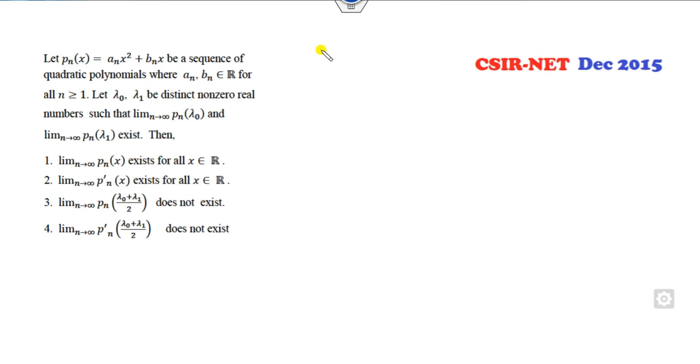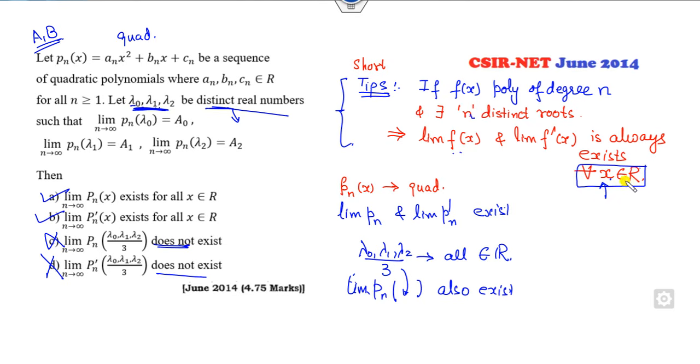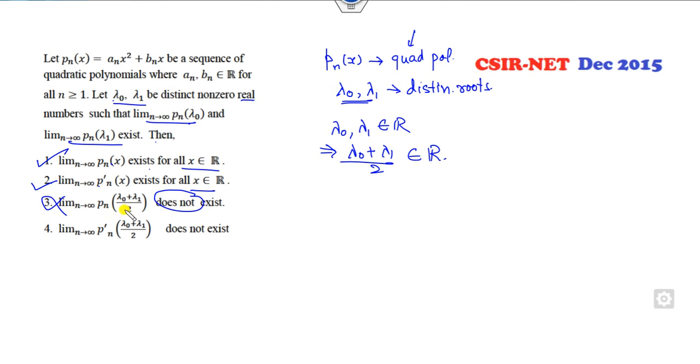Okay, look at this another one. Again P_n(x) is a quadratic polynomial. Fine. And this and this are my distinct roots. Since it's a quadratic polynomial, we need two distinct roots, and it is given to you. So clearly the limit exists for all x, the derivative exists for all x. Lambda naught and lambda 1 are real numbers, so the sum of them is also a real number. So does not exist is the wrong option. Why? Because it exists for all x belonging to R. So these does not exist options cancel out. Again A and B are my right answers for this problem.